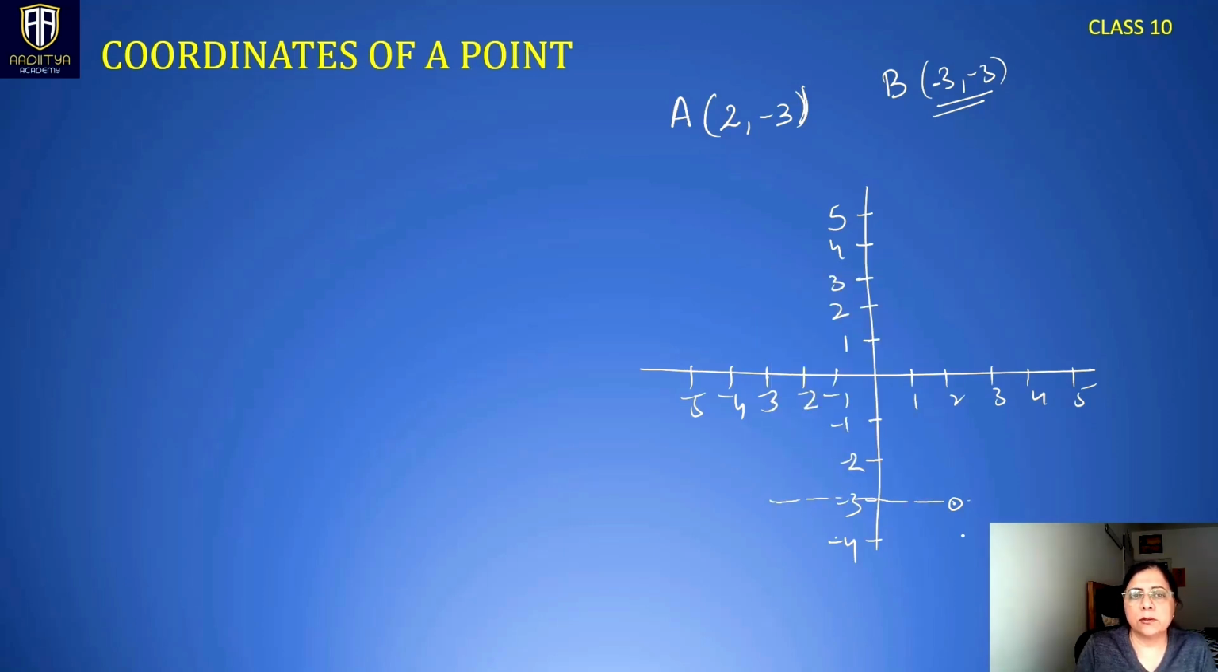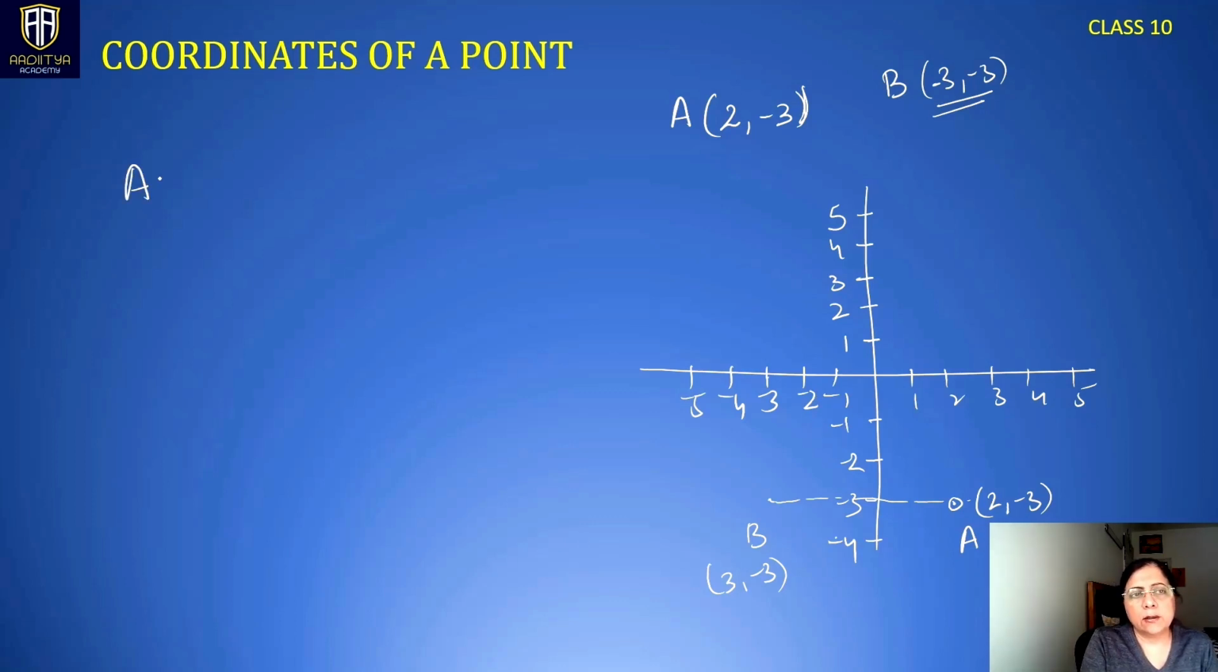You can draw a line. So this is point A, this is point B, A is 2 comma minus 3 and this is minus 3 comma minus 3, right? This is how we locate a point. And if you are supposed to make a quadrilateral by joining 4 points, you can similarly plot all the 4 points and then join them to analyze what kind of figure it is.